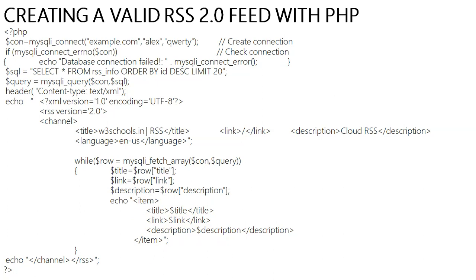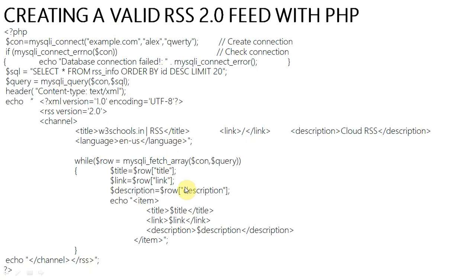So finally, after running the while loop, after collecting all 20 data and converting them into XML form, we will close it with echo and inside the double quotes slash channel and slash RSS. So this is the interesting program. By this program we are collecting data from the database and directly converting this data into XML form.